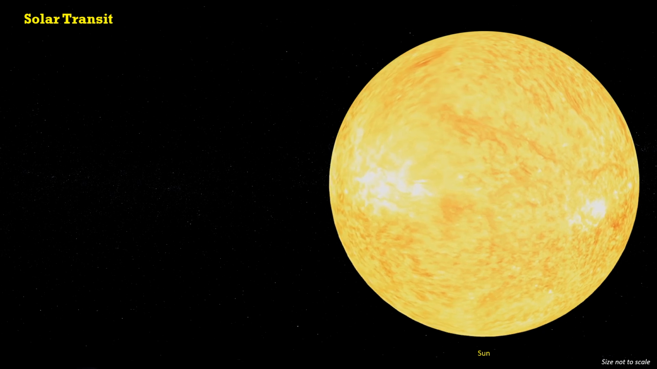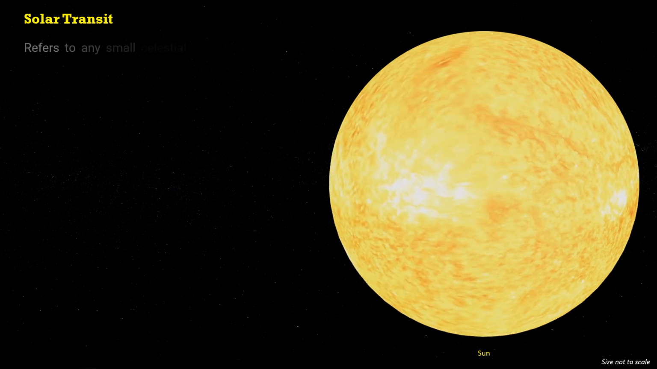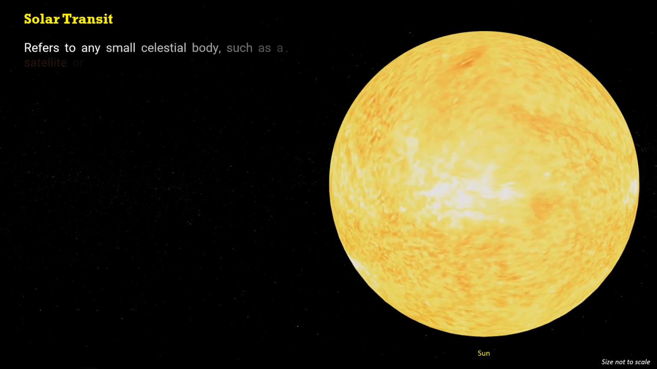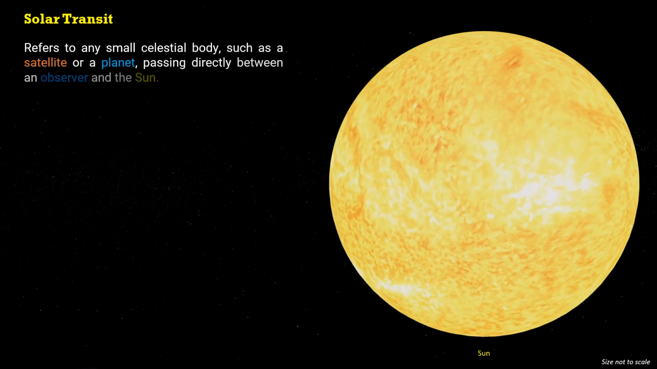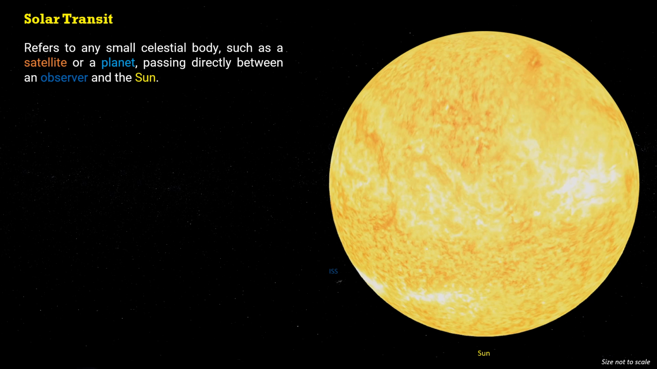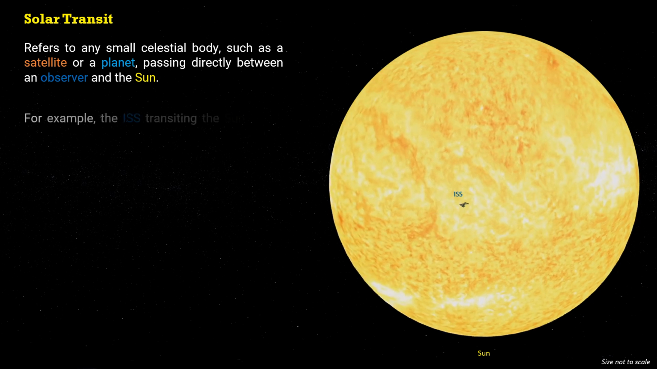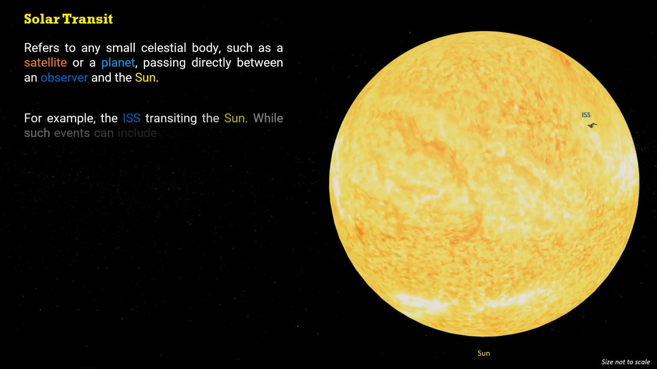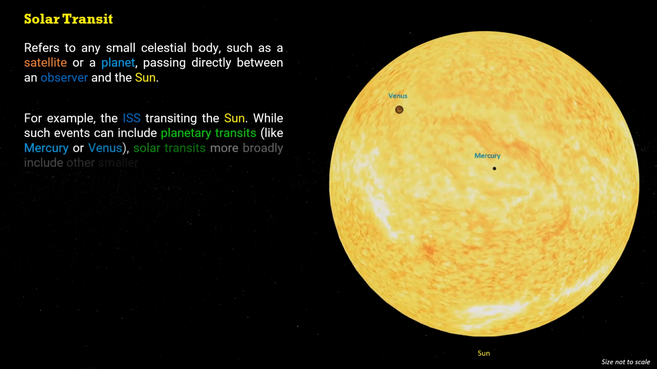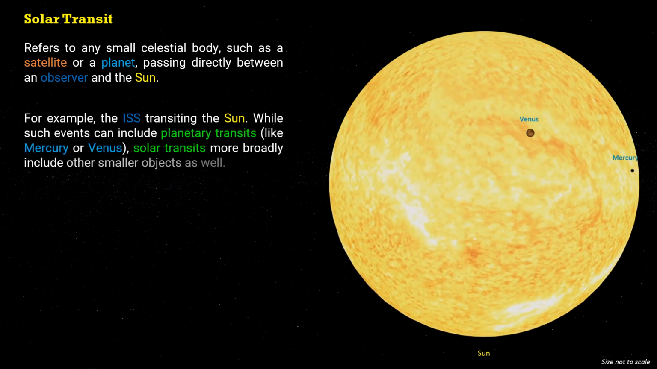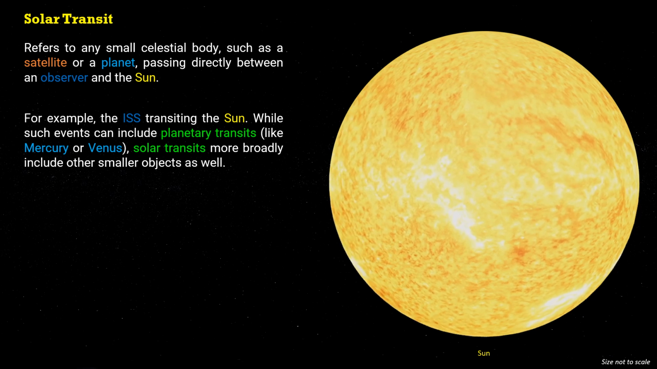Solar transit refers to any small celestial body, such as a satellite or a planet, passing directly between an observer and the Sun. For example, the ISS transiting the Sun. While such events can include planetary transits, like Mercury or Venus, solar transits more broadly include other smaller objects as well.